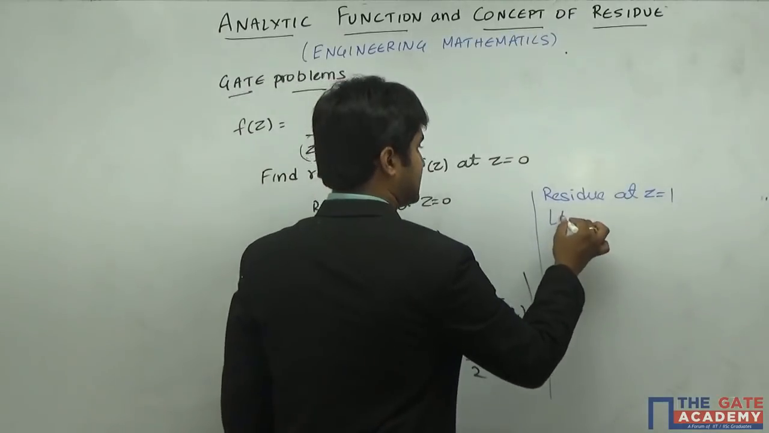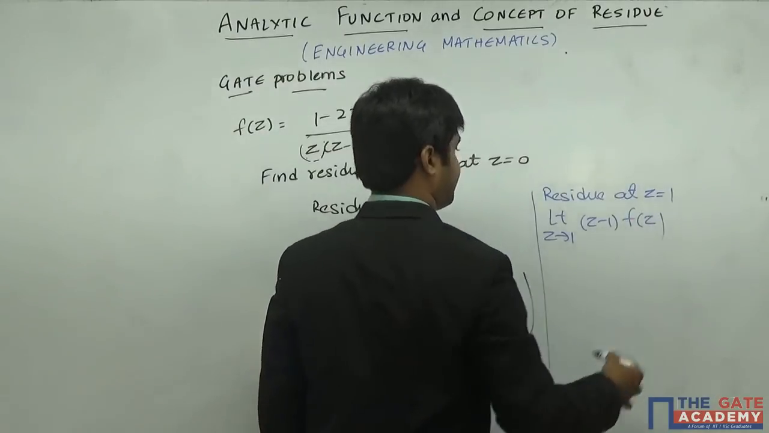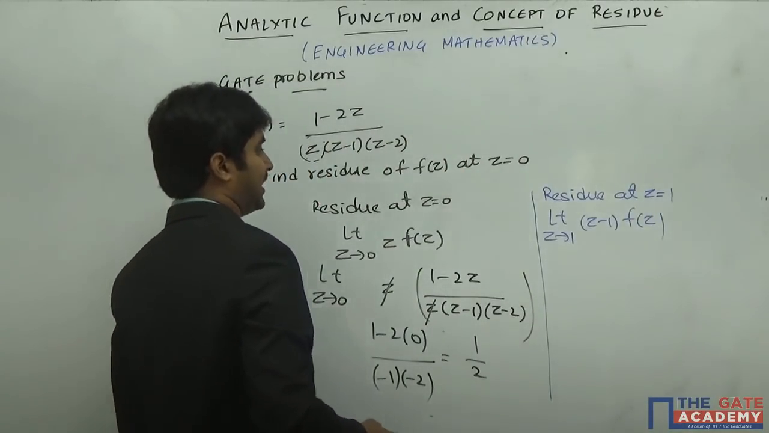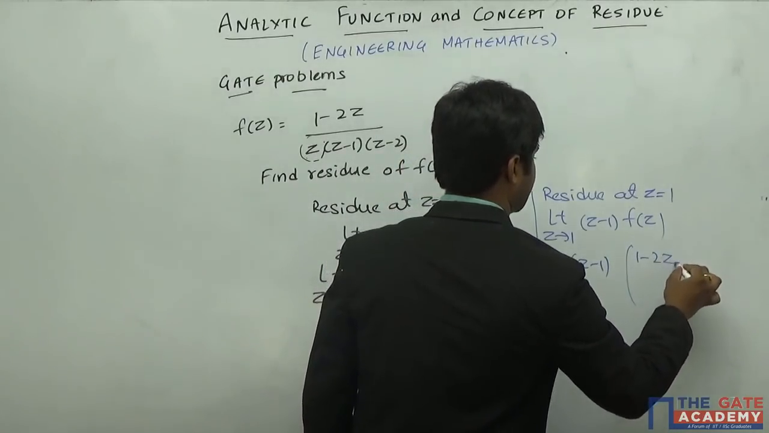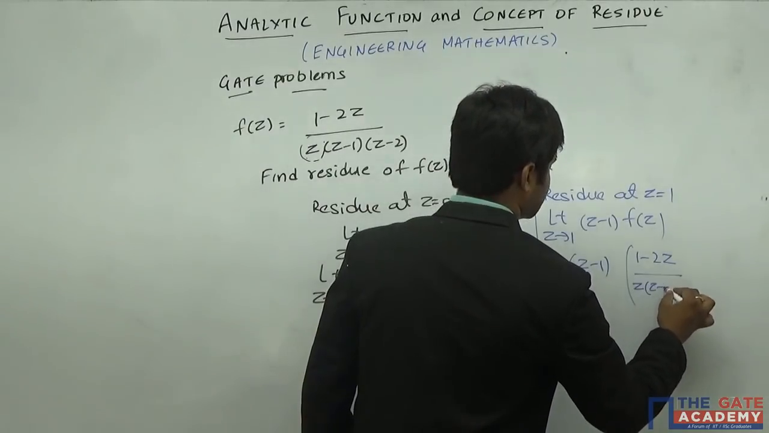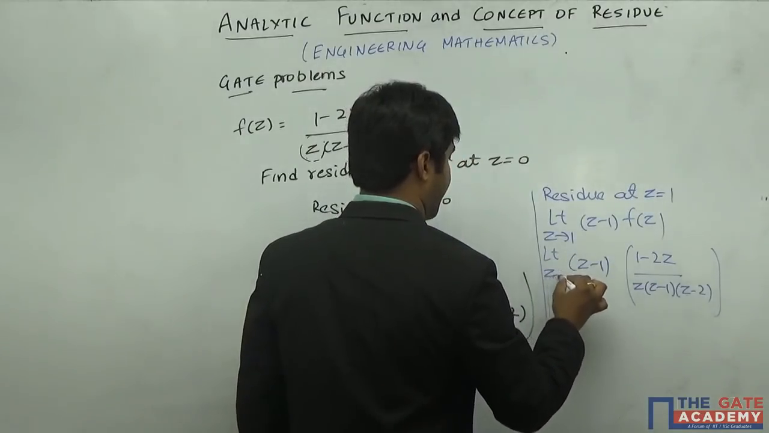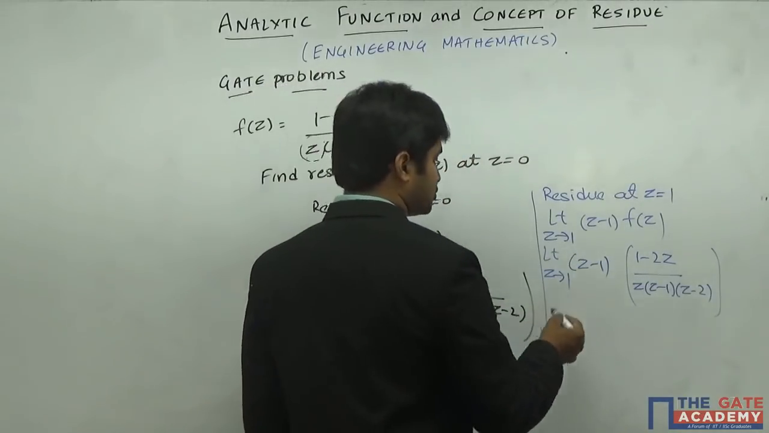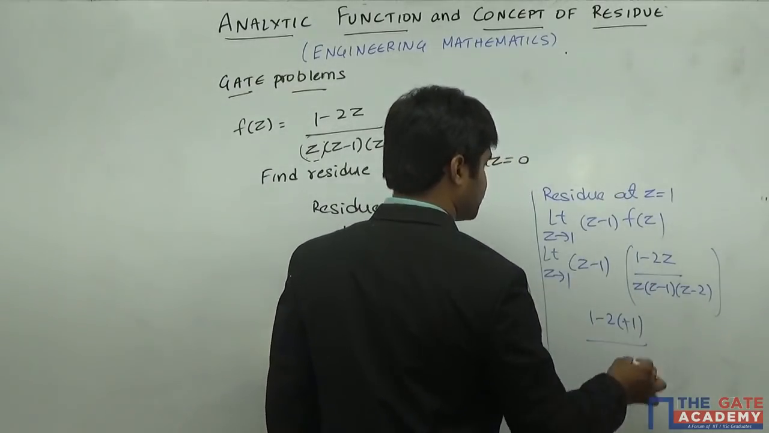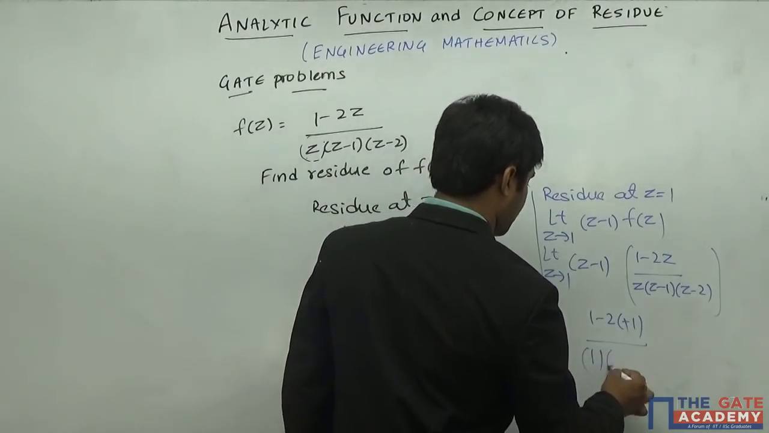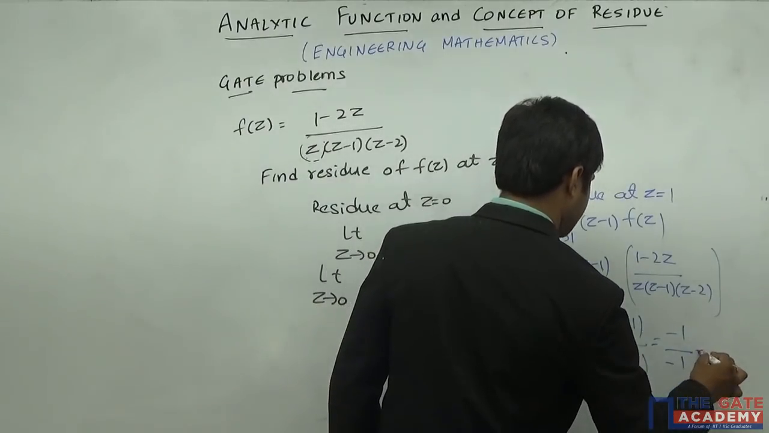Limit z tends to 1, z minus 1 into f of z, which is given by z minus 1 into the function 1 minus 2z divided by z into z minus 1 into z minus 2. As z tends to 1, z minus 1 will get cancelled. So we will have 1 minus 2 into 1, I mean to say minus 2, so 1 into 1 minus 2, which is nothing but equal to minus 1 divided by minus 1, which is equal to 1.